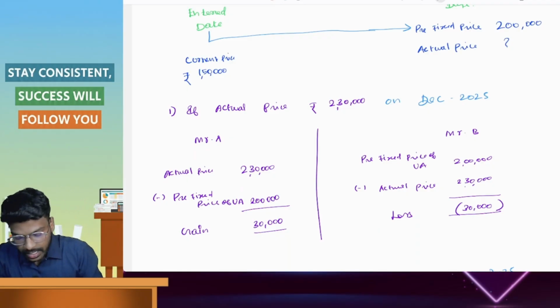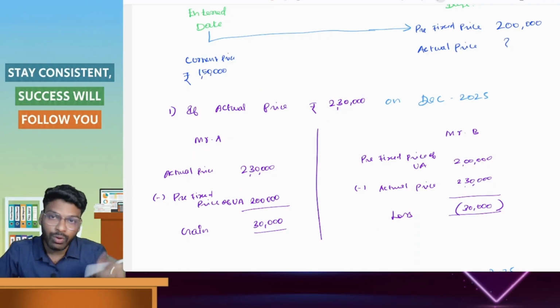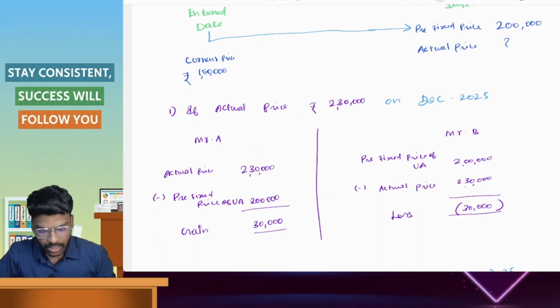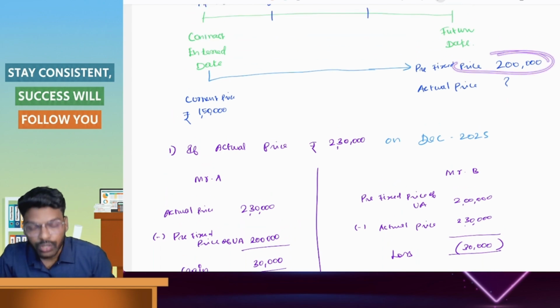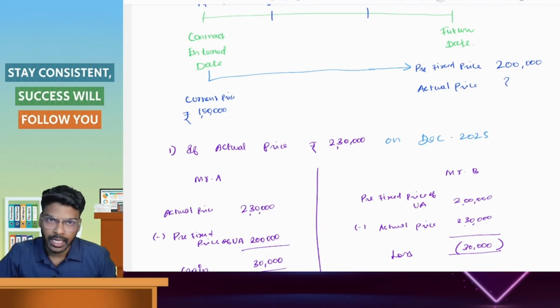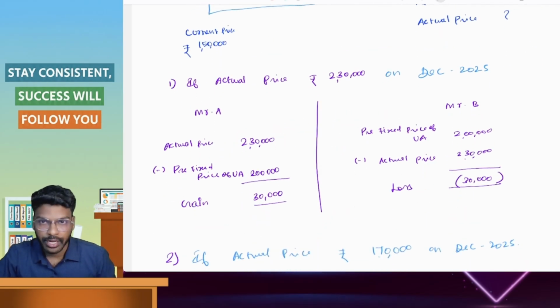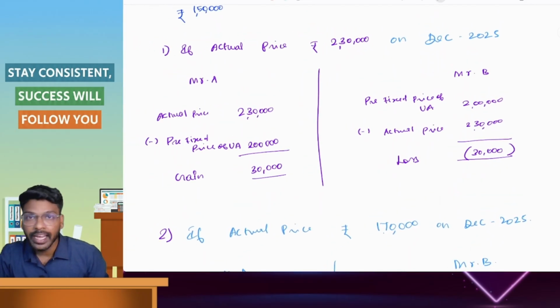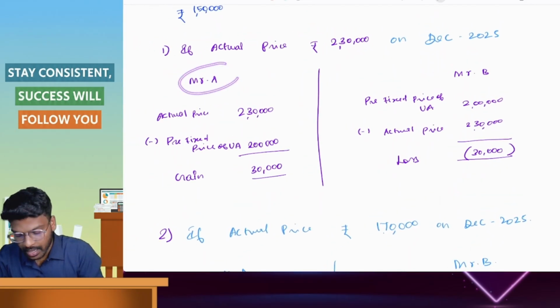First one is if the actual price turns out to be 2,30,000. If the actual price turns out to be 2,30,000, they have entered into a contract for 2 lakh rupees, but the actual price is 2,30,000 in December 2025. Computation of gain or loss for both A and B.